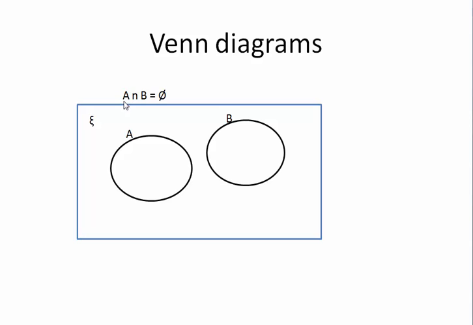Here we've got A intersection B. This upside down U means intersection, and that's where they overlap, and this equals an empty set. So this symbol is an empty set. So what we mean by A intersection B equals an empty set is that they don't overlap. There is no intersection.